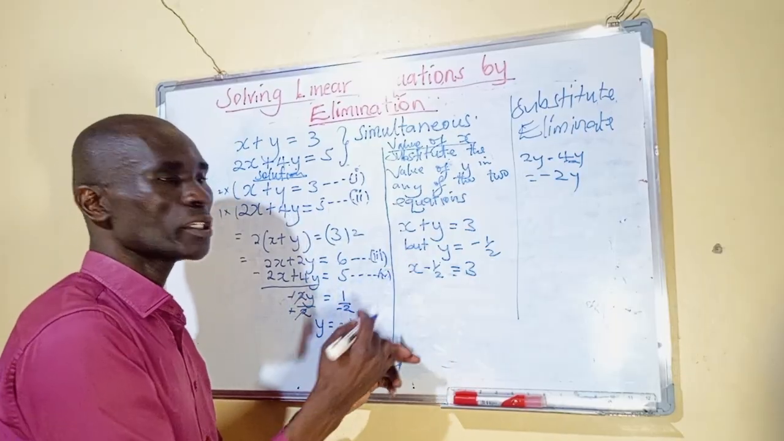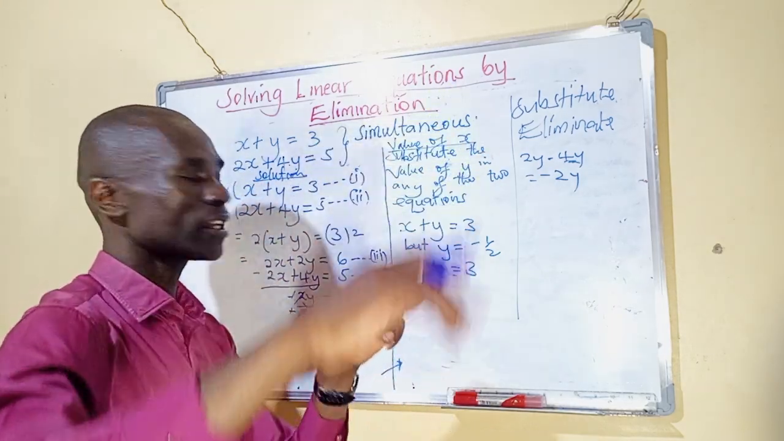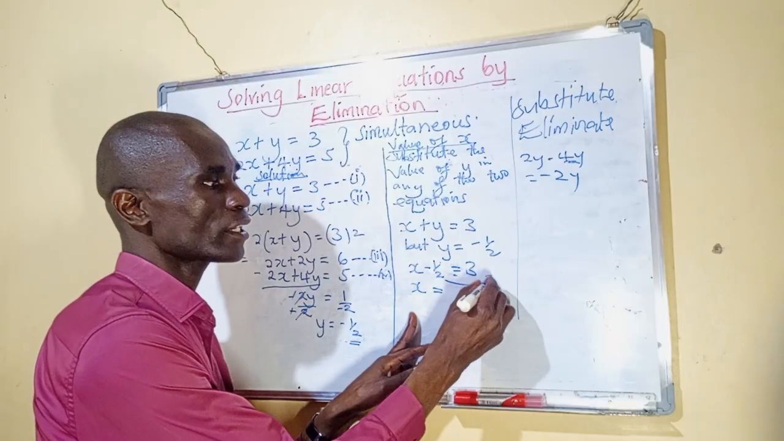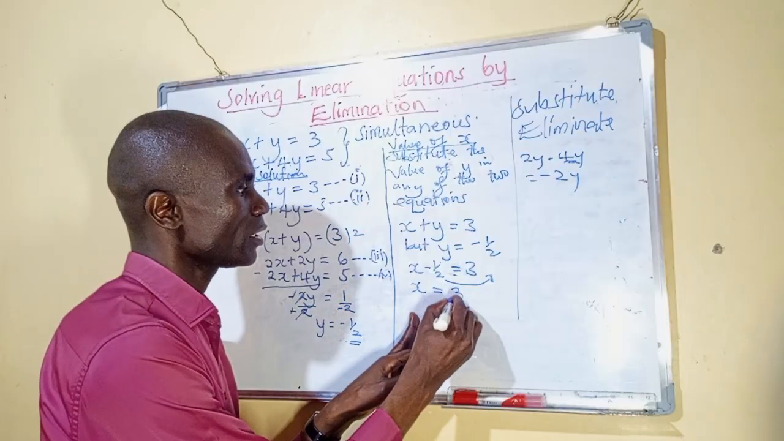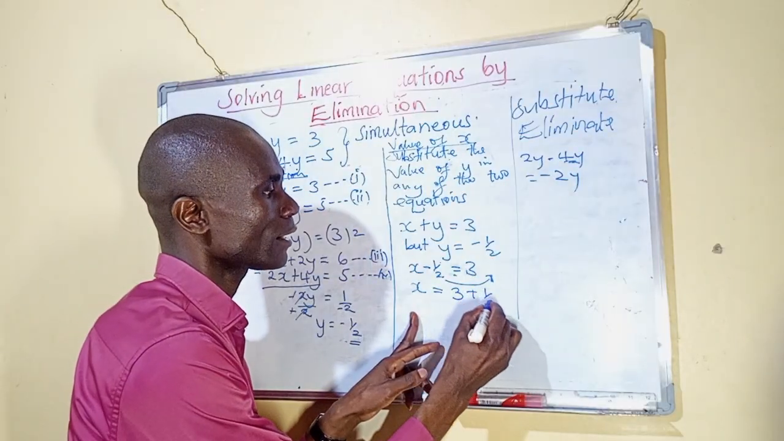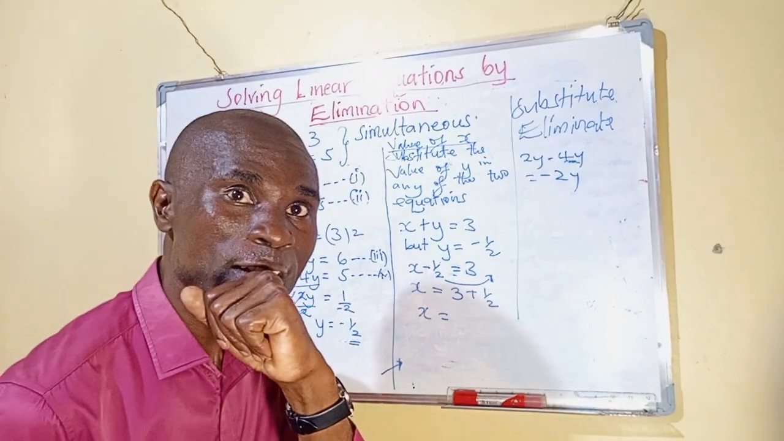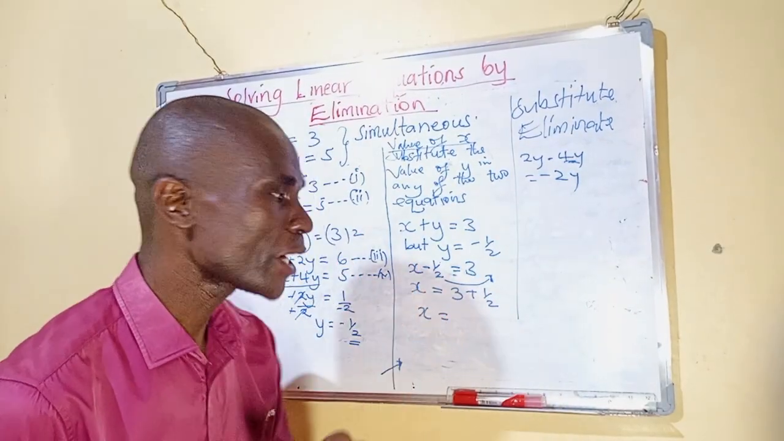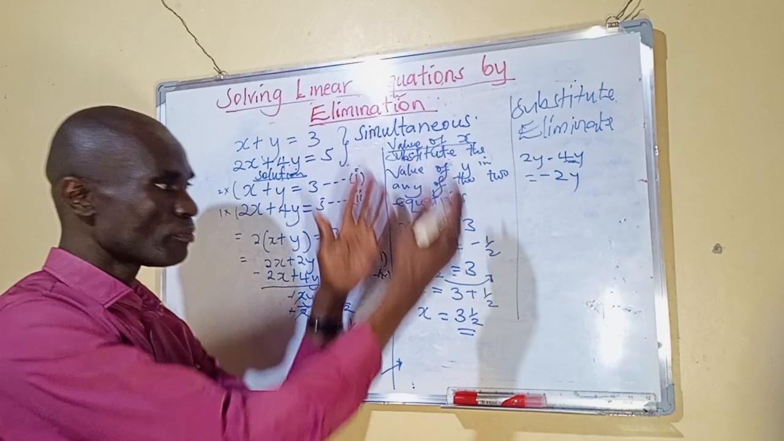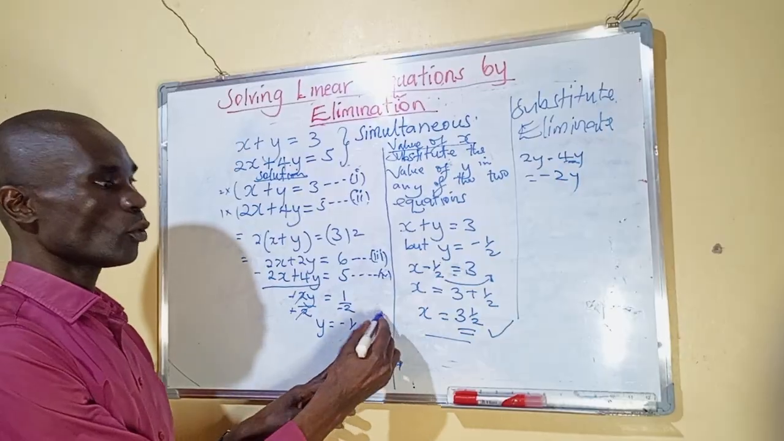What do we have to do here? We have to move the negative a half to the other side so that we remain with x. So we shall have x = 3, and because we are subtracting, we now have to add a half. At the end of the day, x is 3 and a half. So you have the value of x and you have the value of y.